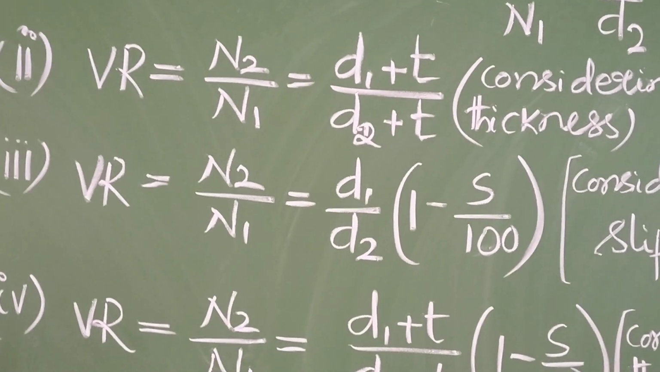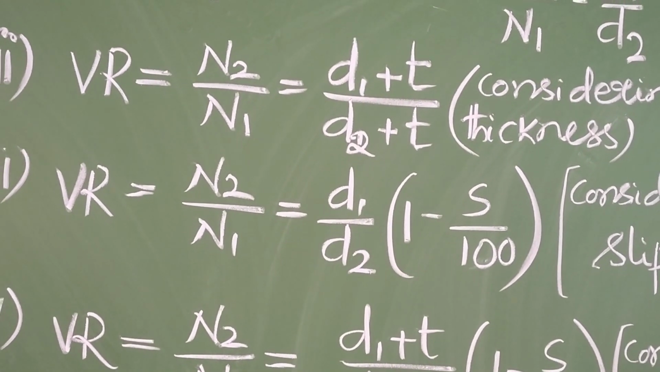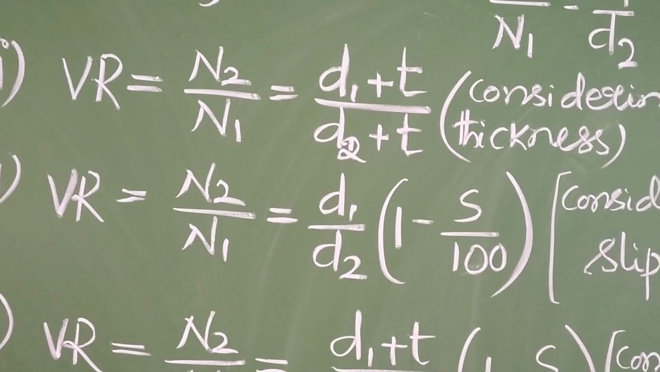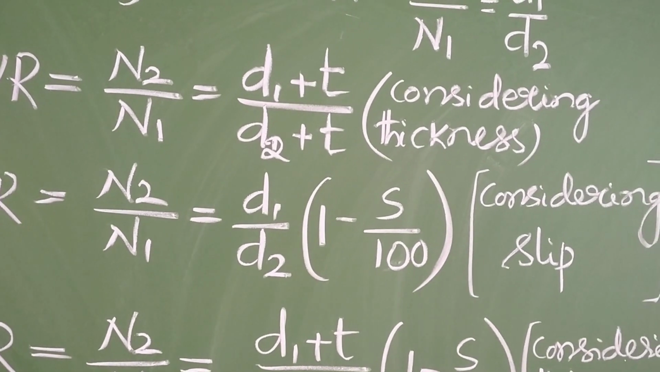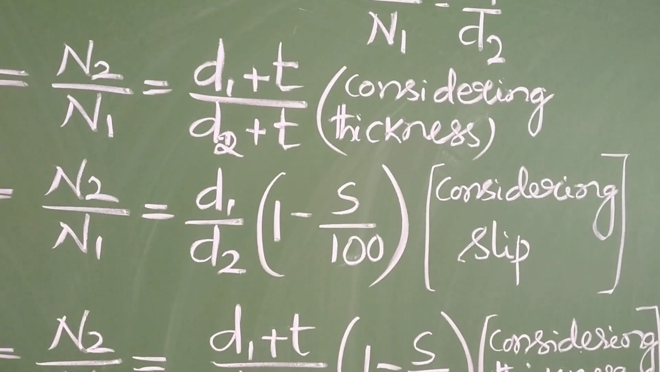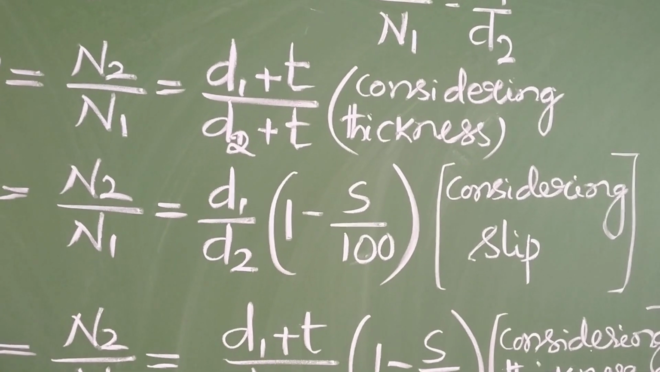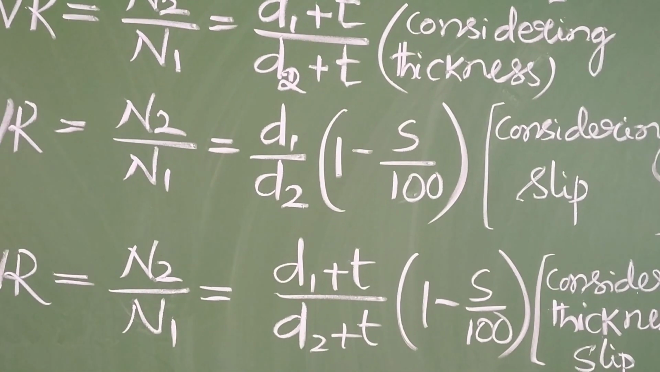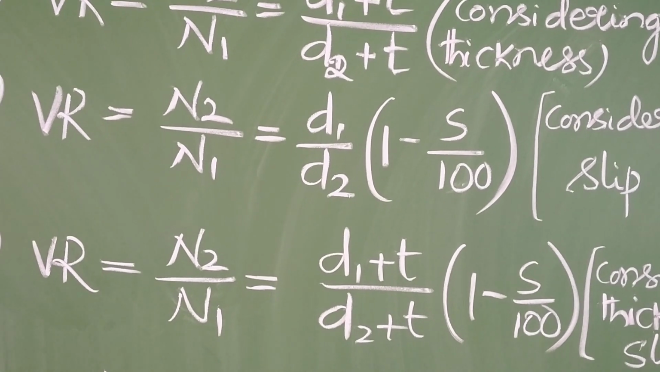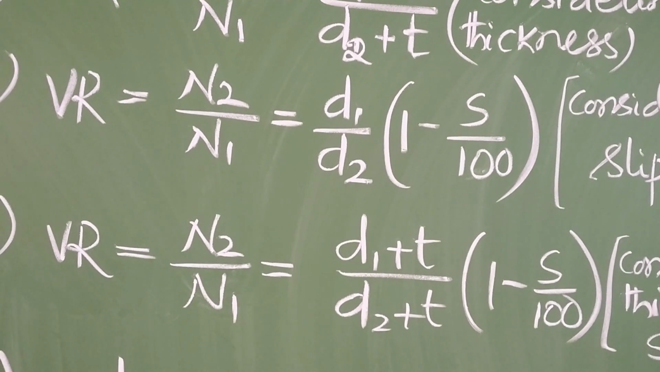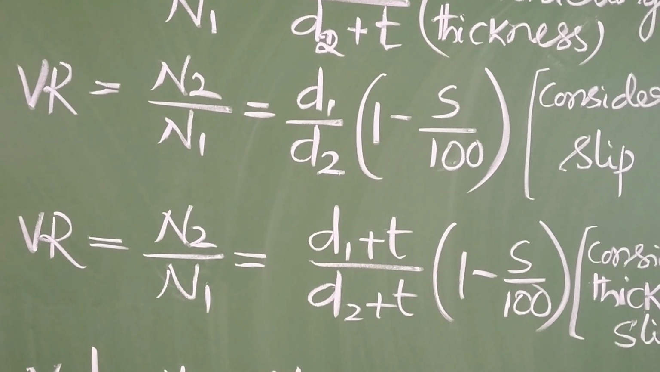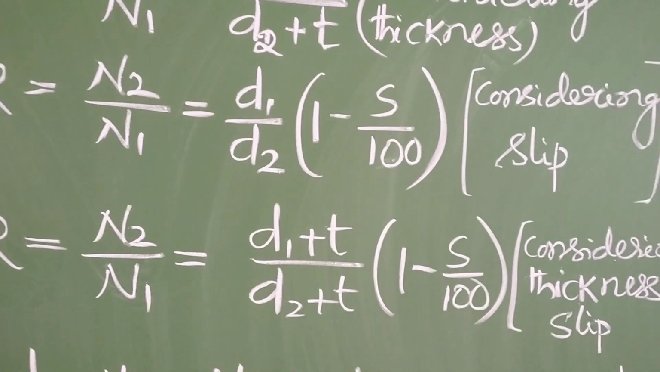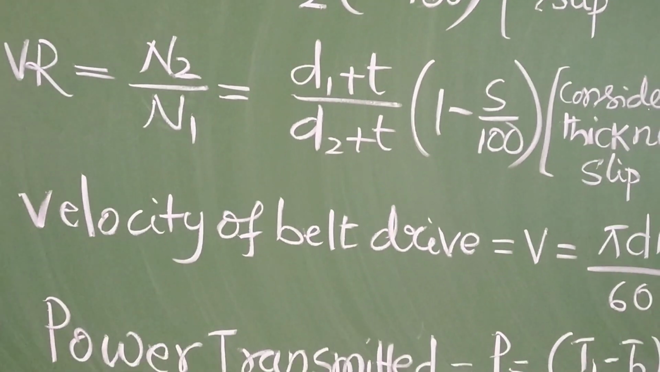If the slip of the belt is to be considered, velocity ratio is N2 by N1 equals D1 by D2 multiplied by 1 minus S by 100, where S is expressed as a percentage. If both slip and thickness of the belt are to be considered, then velocity ratio N2 by N1 equals D1 plus T divided by D2 plus T into 1 minus S by 100.